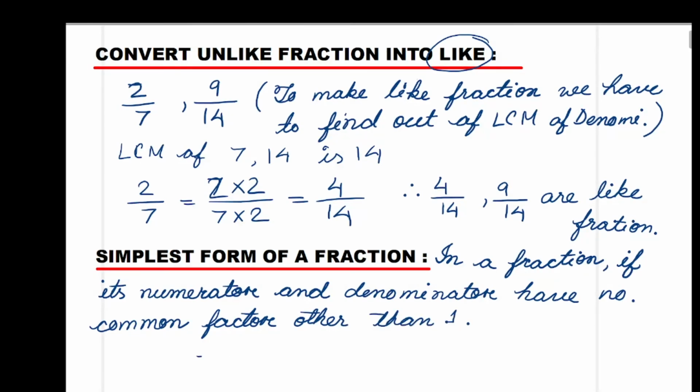So let us take one example, 16 by 64. Both the numbers are divisible by 8. So 8 2s are 16, 8 8s are 64. Now see, 2 and 8 both have the common factor 2. 2 1s are 2, 2 4s are 8. Now see, 1 and 4 have no common factor other than 1. That is why the simplest form is 1 by 4.